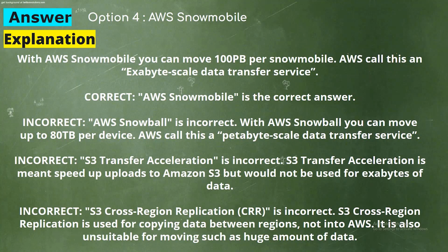Incorrect, S3 Transfer Acceleration is incorrect. S3 Transfer Acceleration is meant to speed up uploads to Amazon S3 but would not be used for exabytes of data. Incorrect, S3 Cross-Region Replication, CRR, is incorrect. S3 Cross-Region Replication is used for copying data between regions, not into AWS. It is also unsuitable for moving such a huge amount of data.